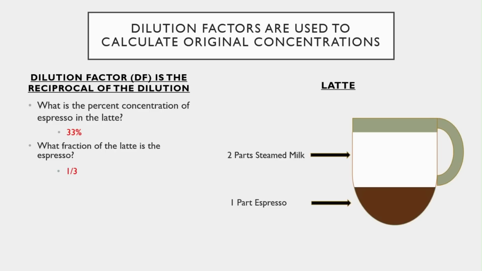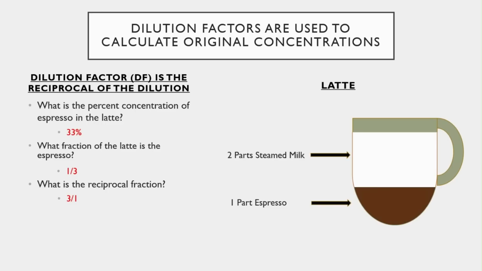Find the dilution factor. All we need to do is follow the definition. The dilution factor is the reciprocal of the dilution. So the dilution is 1/3. The reciprocal is just the inverse of that. You flip those numbers over. So it's 3/1, or 3.